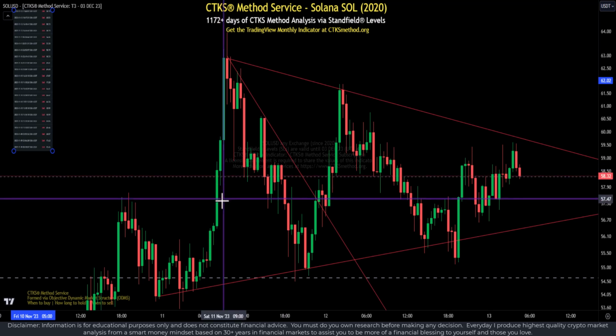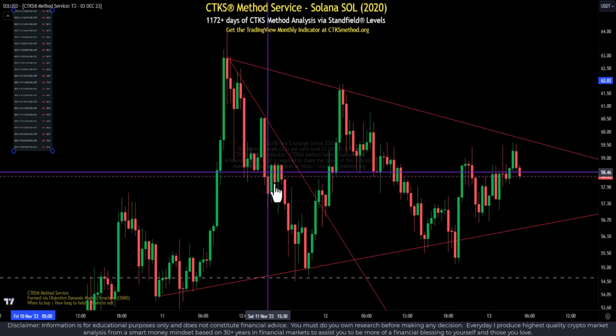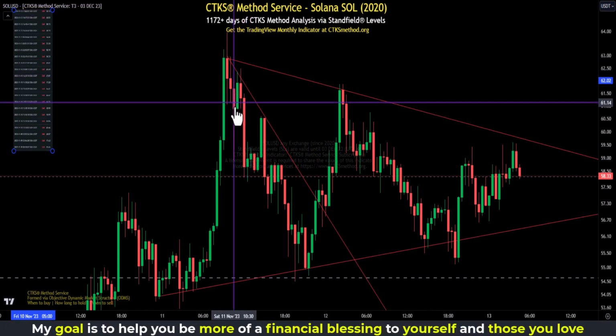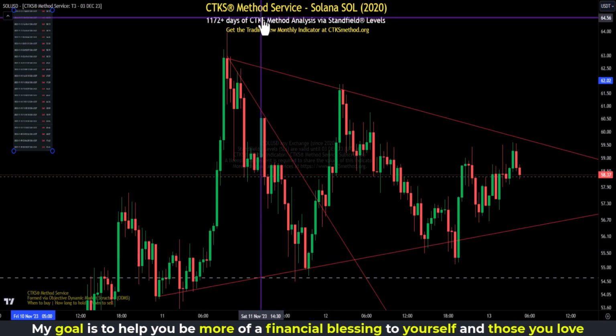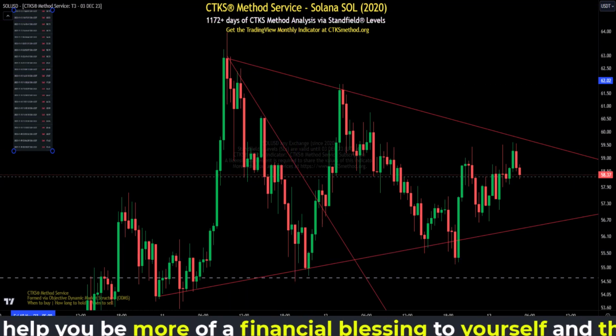Inside Solana's price structure, it looked very much like Solana was going to weaken. I took advantage of that by putting my orders down at structural levels, which then got filled.